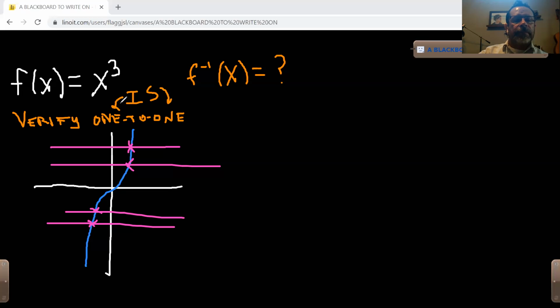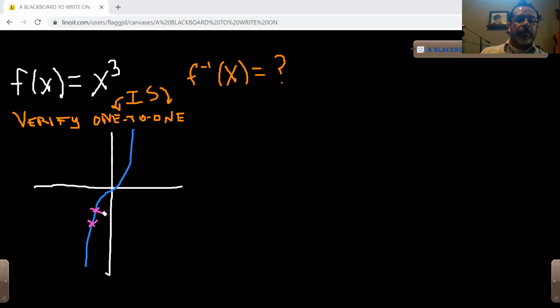Okay. If for some reason, and there might be some of these in the homework task, if for some reason the function isn't one-to-one, then we can't find the inverse, or the function doesn't have an inverse. Okay. Now, what do we do to find the inverse?